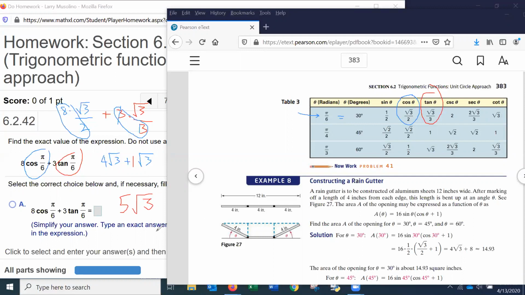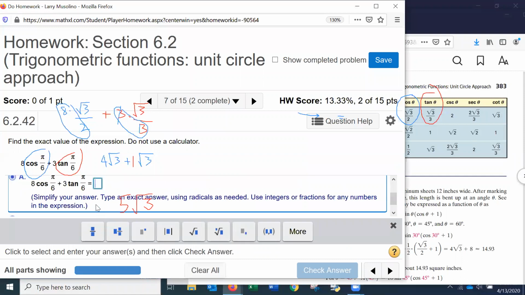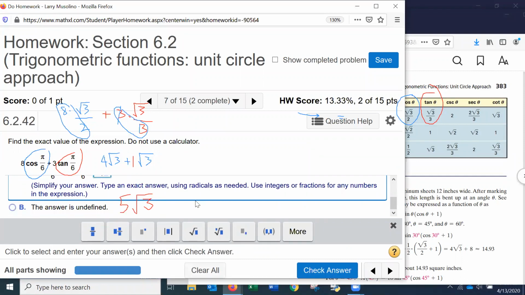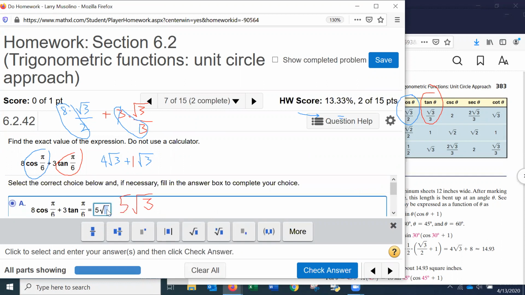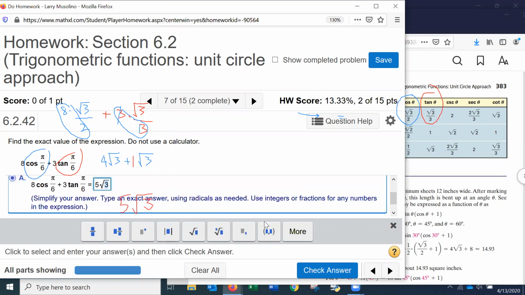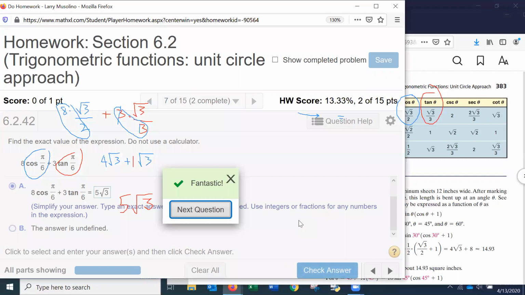Okay, and of course, I'm not going to work out the square root of 3 on my calculator. I'm going to leave it as is because MyMathLab says type in an exact answer. So it looks like we end up here with 5 times the square root of 3 as the answer for this one. All right, folks, hope this is helpful to get started here in the 6.2 homework.